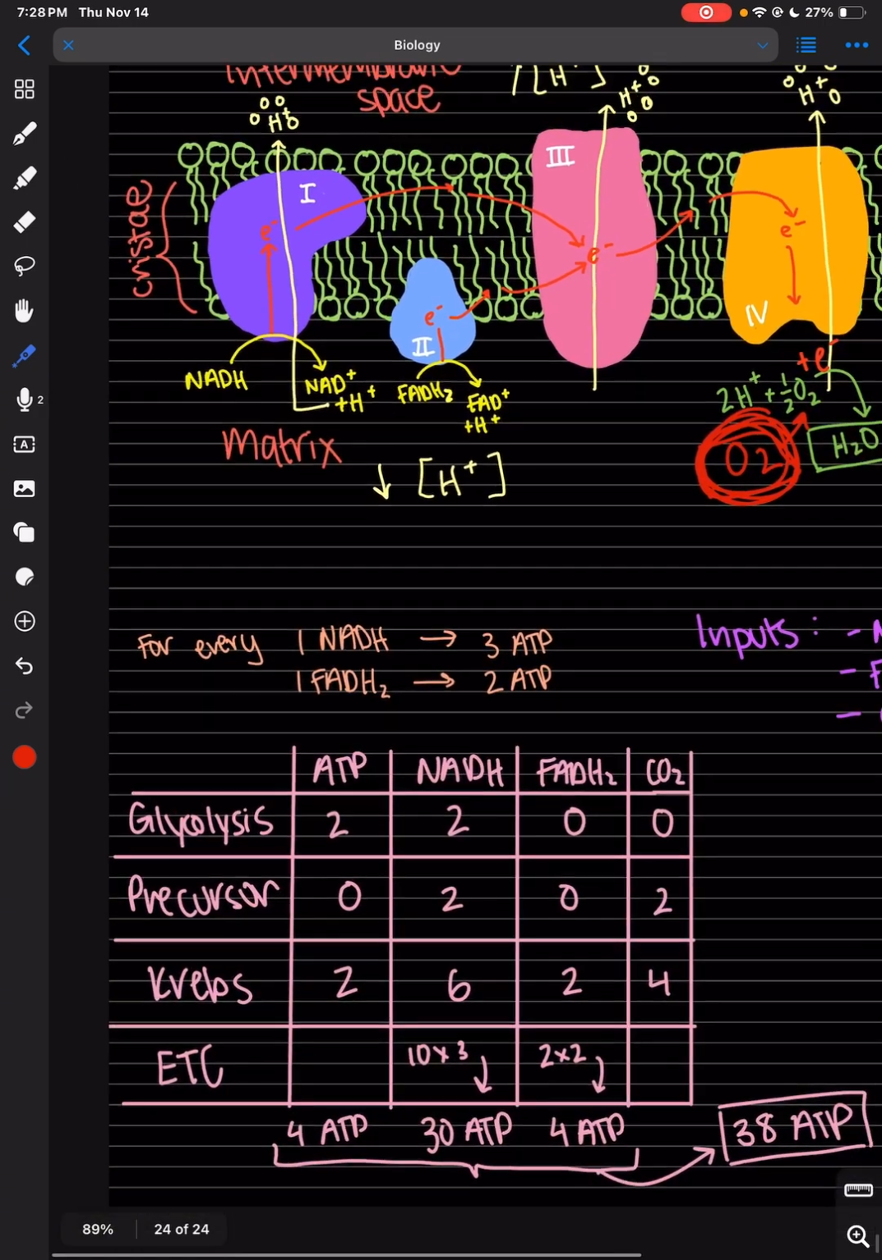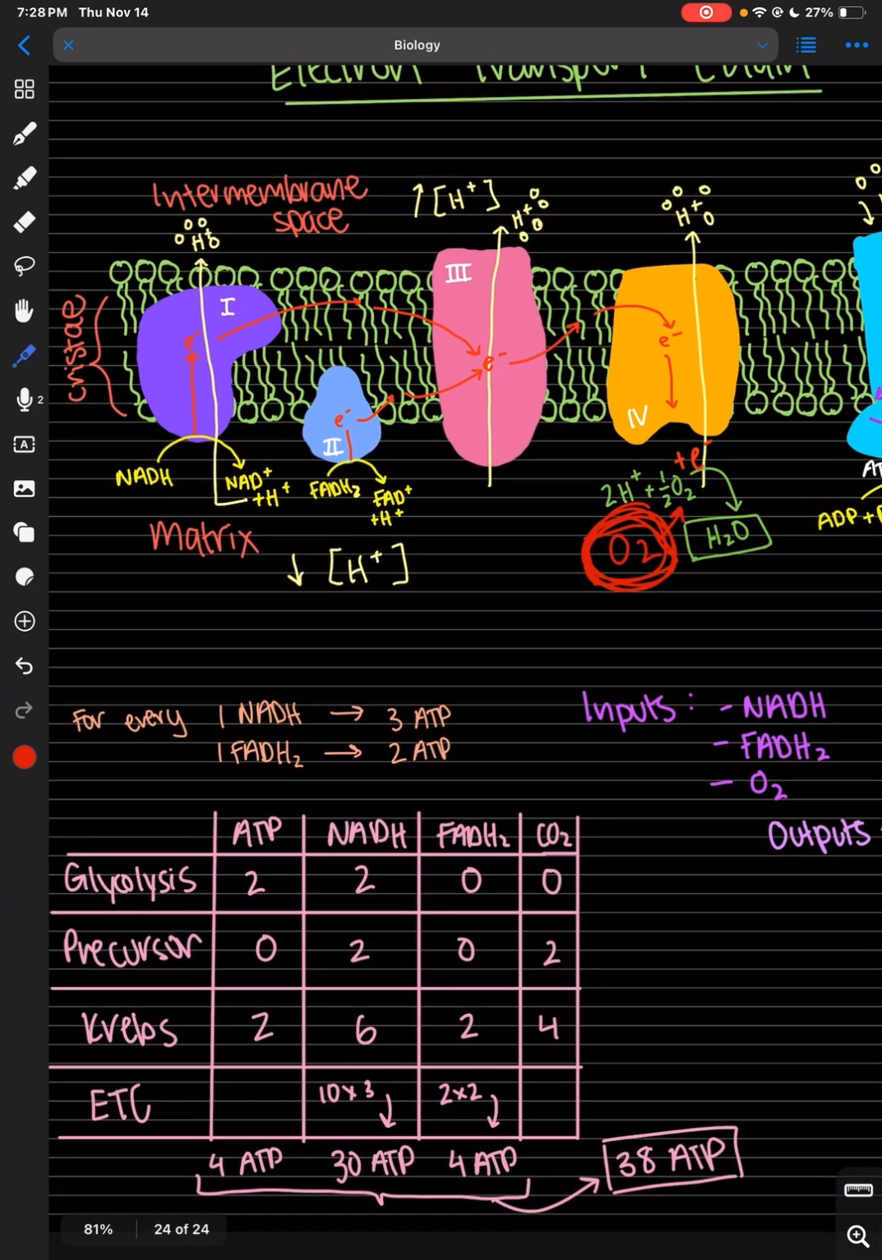So if we go over this chart I made, this is like a little review, okay? In glycolysis, how many ATP did we make? 2. In the precursor steps, how many ATP did we make? 0. In the Krebs cycle, how many ATP did we make? 2. If you want to figure out how all of that is, go watch my other videos. So if we add up, 2 plus 2 is 4, right? So in total, we make 4 ATP just through these steps.